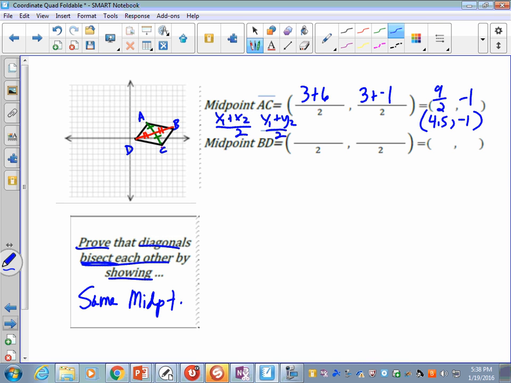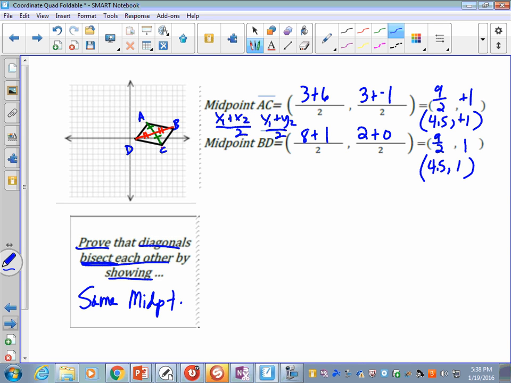Then we're going to check the midpoint of the diagonal BD. So I add those x coordinates together. That's 8 and 1, and we have 2 and 0. And that gets simplified again as 9 over 2. 2 over 2 is 1. I put negative 1, and that should have been positive 1. Apologize for that. Which again comes out to be 4.5 and 1.